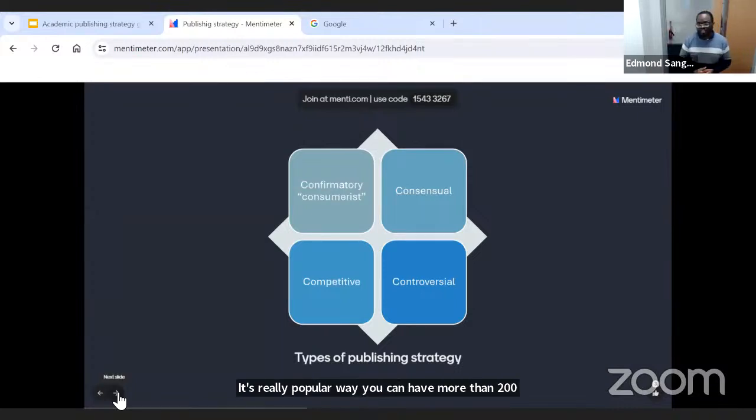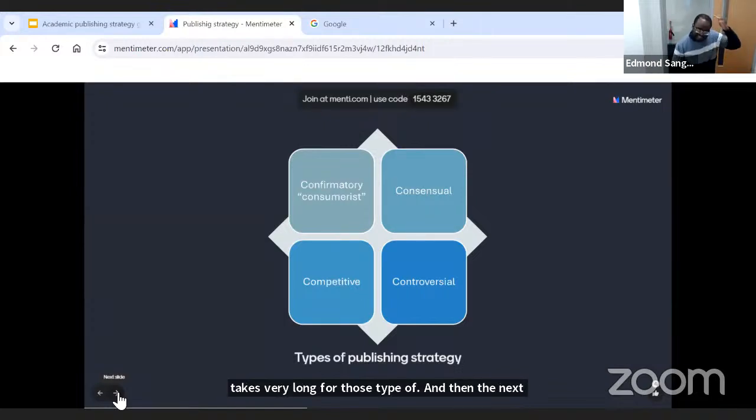The largest consensus paper that I have participated in is Scientists' Warning on Climate Change. In total, we were 11,000 researchers who contributed to that paper. So it's a consensus paper, different authors coming together to share ideas, and it takes very long for those types of papers. Then the next one is competitive.